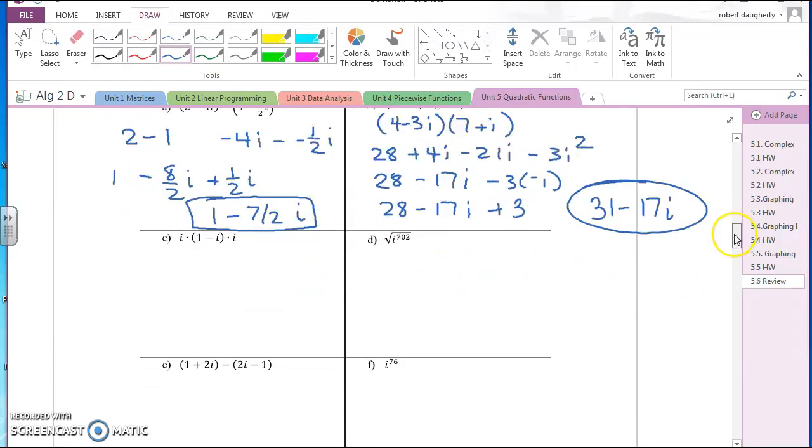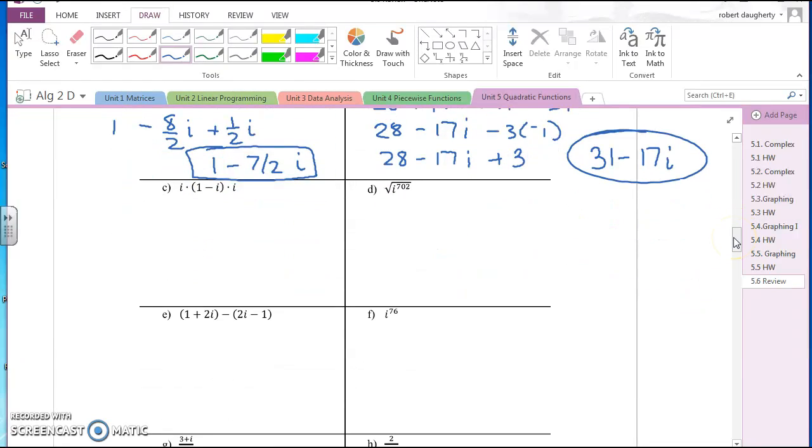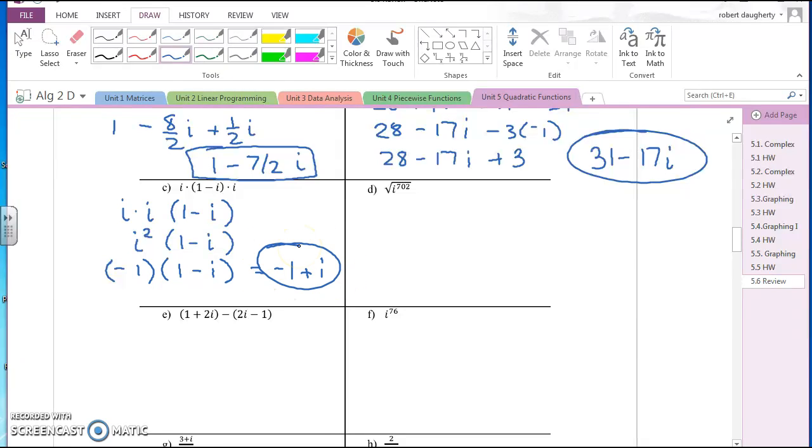Next one looks like a multiplication. So I've got i times 1 minus i times i. So that's i times 1 minus i. So that's i squared times 1 minus i. What is i squared? That's negative 1. So this is negative 1 times 1 minus i, which is just simply negative 1 plus i. So you distribute that negative inside the parentheses.